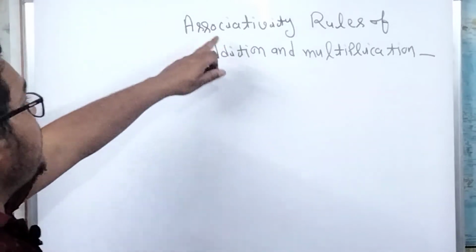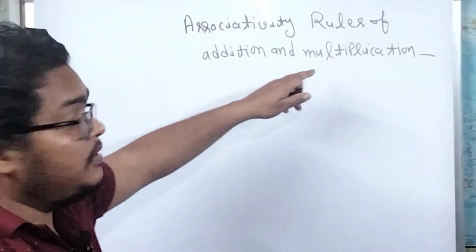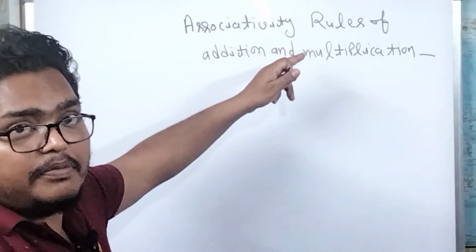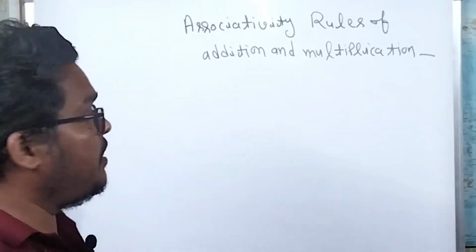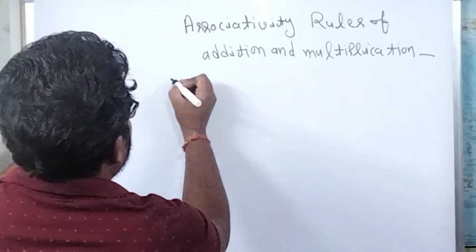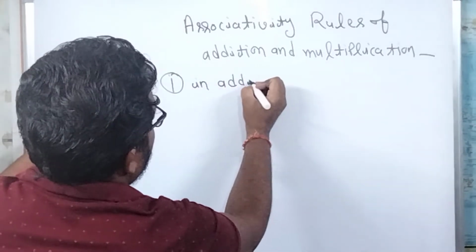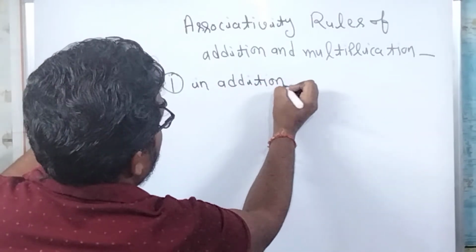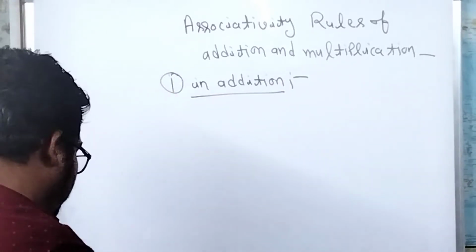Friends, our topic is associativity rules of addition and multiplication. What are the associativity rules of addition and multiplication? Here we prove and see some examples. First, in addition.